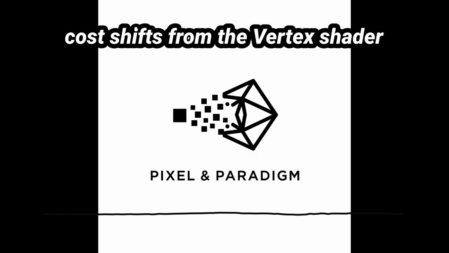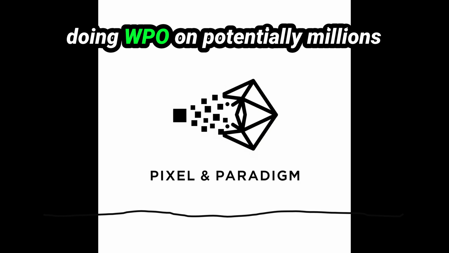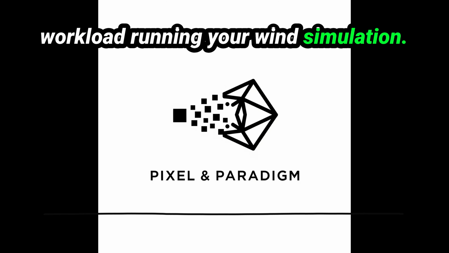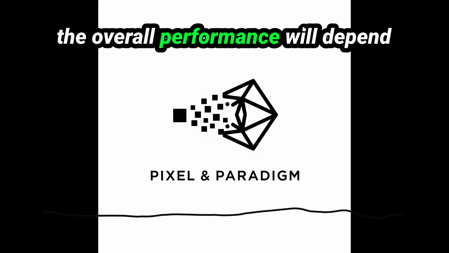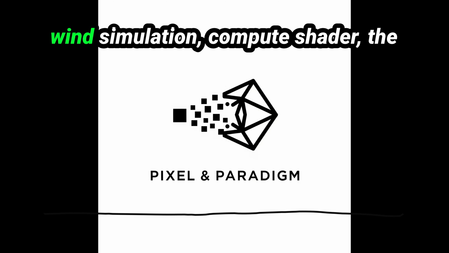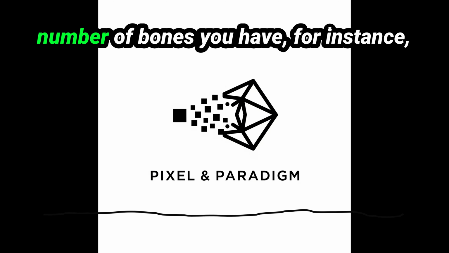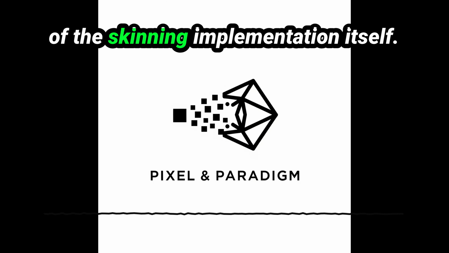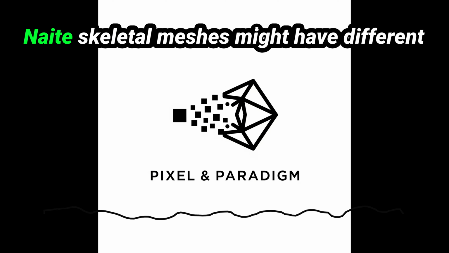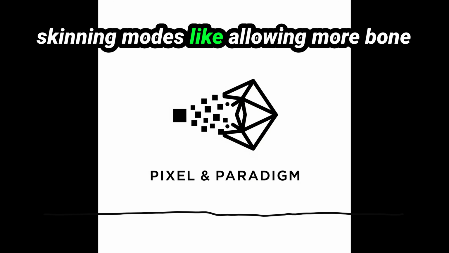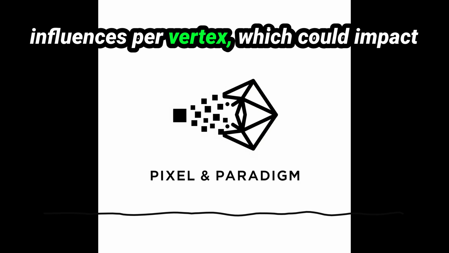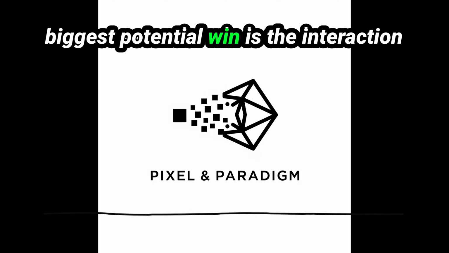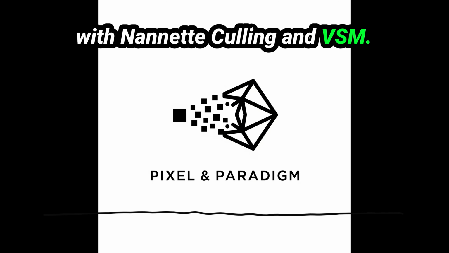Second, the primary performance cost shifts from the vertex shader doing WPO on potentially millions of vertices to the GPU compute workload running your wind simulation and the subsequent skinning process. The overall performance would depend heavily on the complexity of your wind simulation compute shader, the number of bones you have per instance, the total number of instances you're trying to animate, and the efficiency of the skinning implementation itself. Nanite skeletal meshes might have different skinning modes, like allowing more bone influences per vertex, which could impact performance. And crucially, perhaps the biggest potential win is the interaction with Nanite culling and VSM.